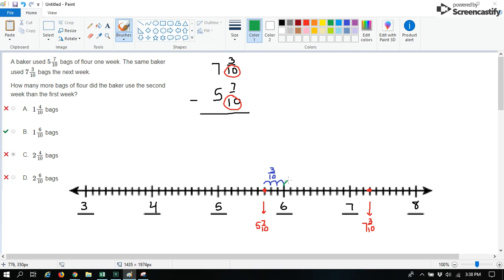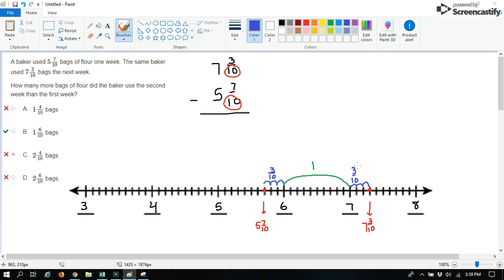Now I'm going to go from 6 all the way to 7, and that's one whole. So that's how far I've gone, right? I've gone 3/10 plus one whole from 6 to 7. And now I can go back to counting how far it is to 7 3/10. So I started with 5 7/10, 1, 2, 3, 3 of those tenths plus 1. Now I'm going to go 1, 2, 3 more. So there's another 3/10.